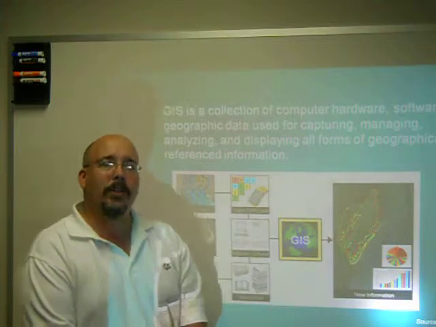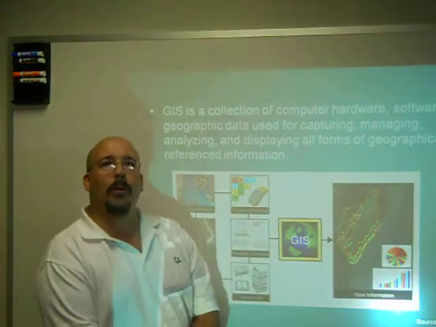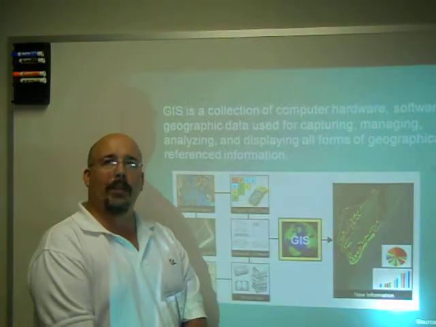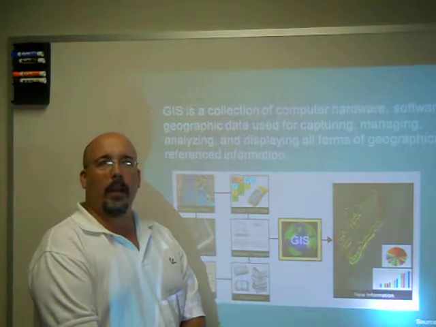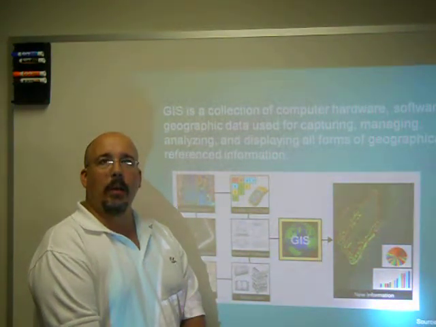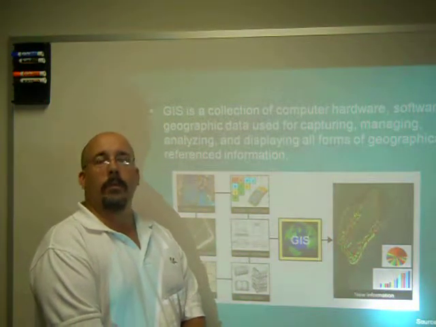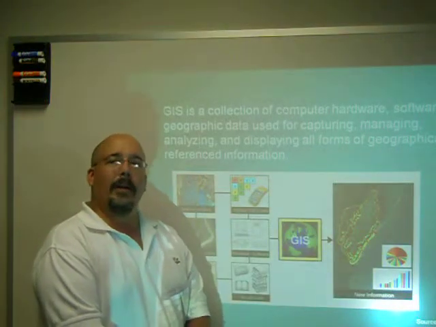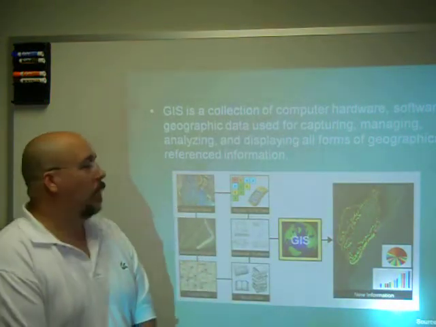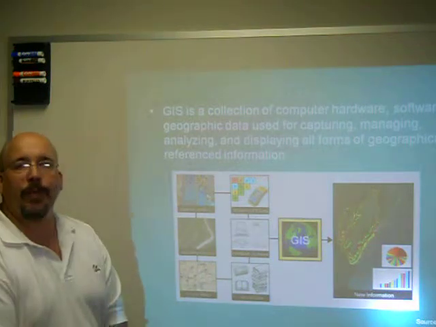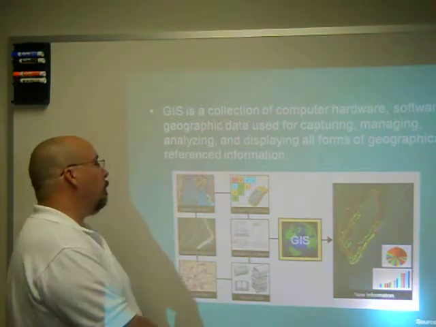According to ESRI, GIS is a collection of computer hardware, software, and geographic data used for capturing, managing, analyzing, and displaying all forms of geographically referenced information. In other words, simply put, GIS is a collection of data that has a spatial reference to it.